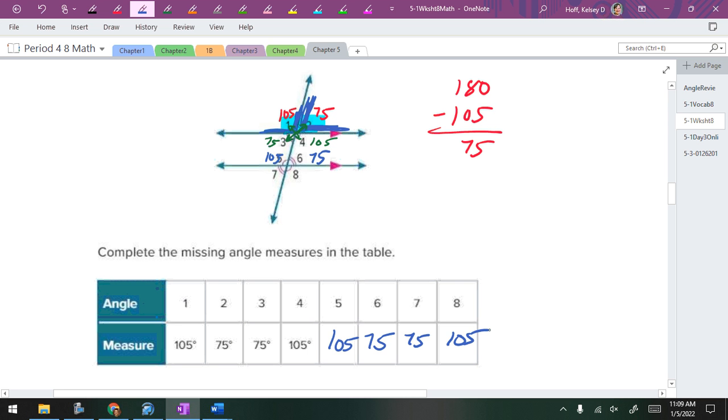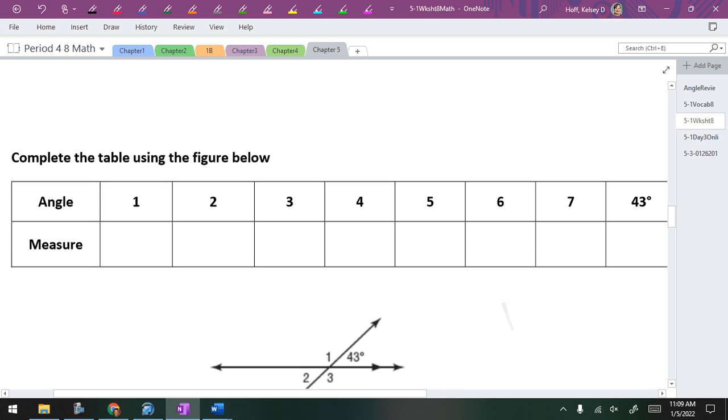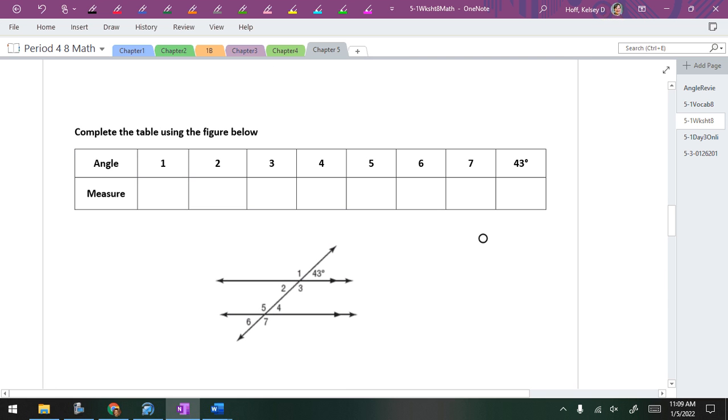Okay, let's see if you can use your angle relationships now. Complete the table in the figure below. I want to know the degrees of all these angles. Everybody see right here, they told us this is 43. Okay? Now, you guys on your own, use supplementary, vertical, corresponding, alternate interior, alternate exterior, and find for me the measure of angles 1 through 7.